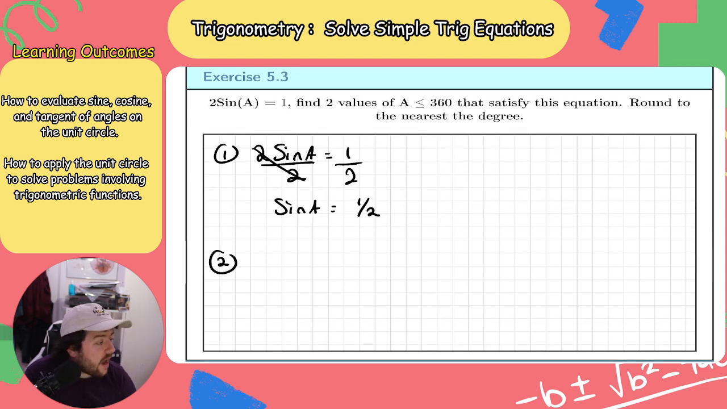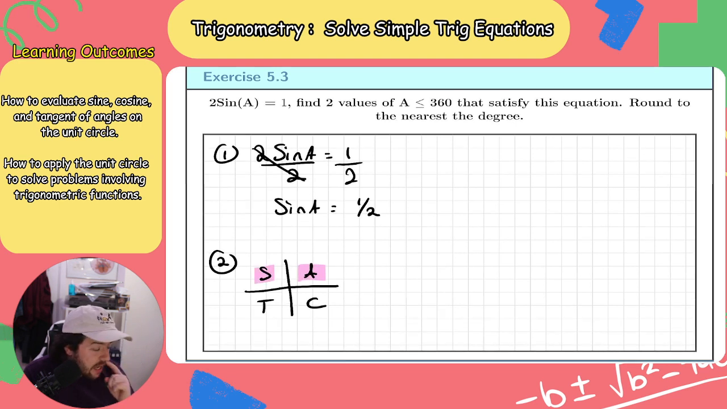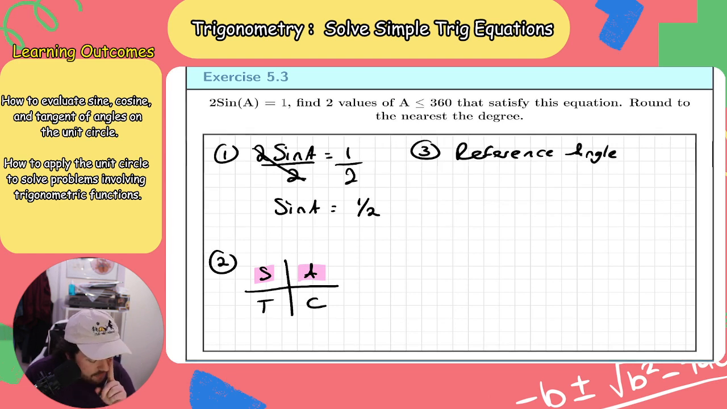So now let's find what quadrant it's in. Again, remember, sine A is a positive a half. So that means it's in my first quadrant and it's in my second quadrant. Step 3, my reference angle. So I'm going to have sine A is equal to a half. I don't need to ignore the sign because there's no minus sign in front of us. So A is equal to sine inverse a half.